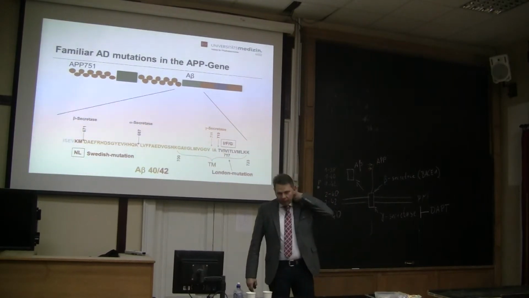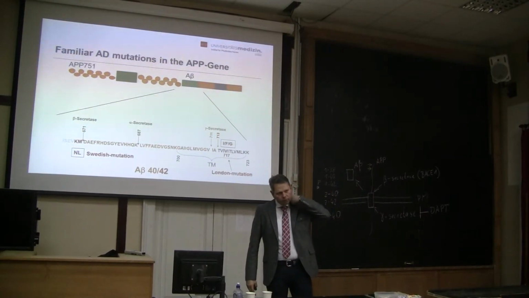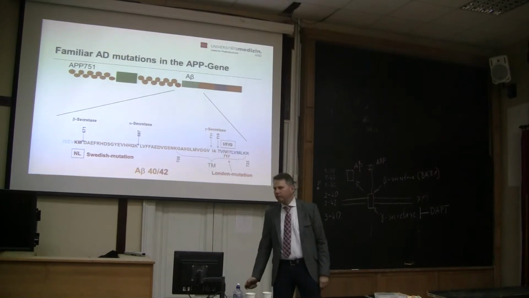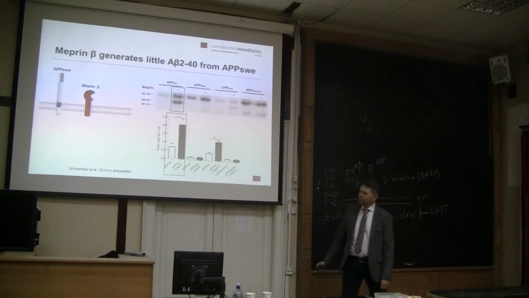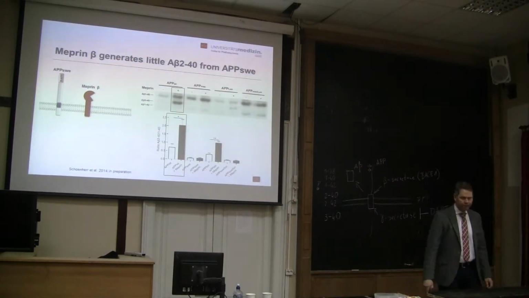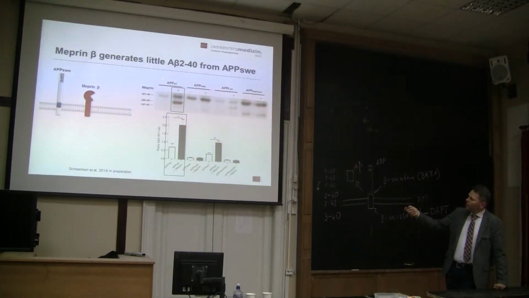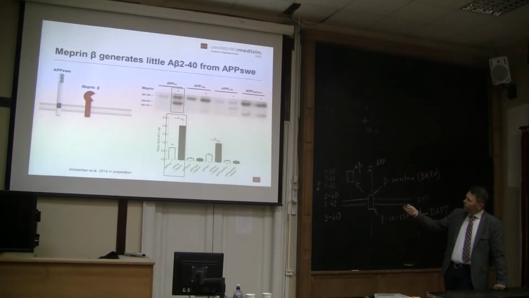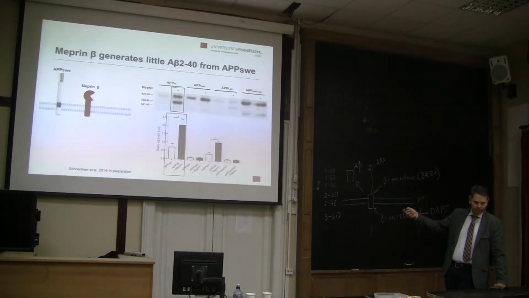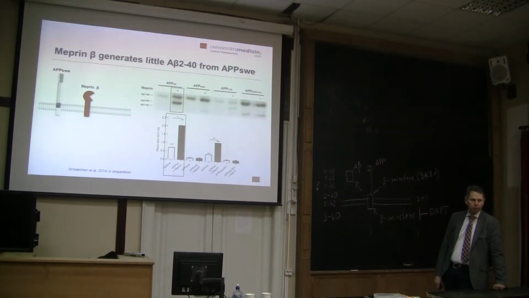So, does meprin have a role in generating Aβ from familial Alzheimer's disease constructs? We tested that. And here's the surprise. This is what I've shown you all along. APP wild type together with meprin, Aβ 1 to 40, 2 to 40. APP Swedish together with meprin. No 2 to 40. So, is that a bummer or not?